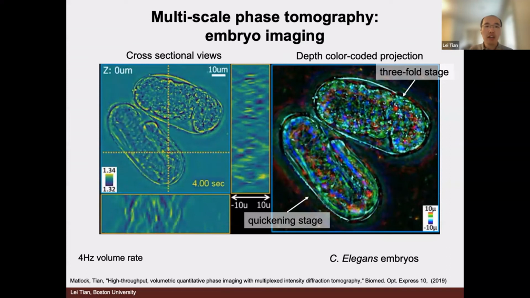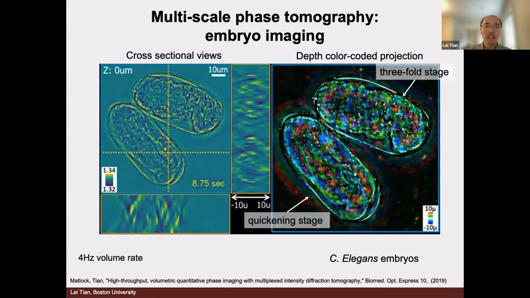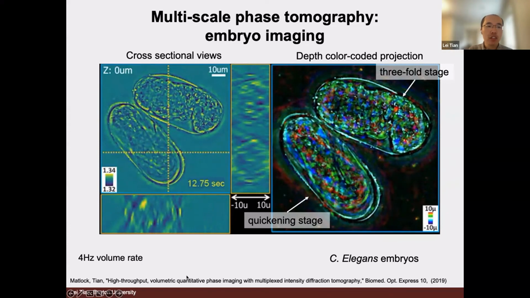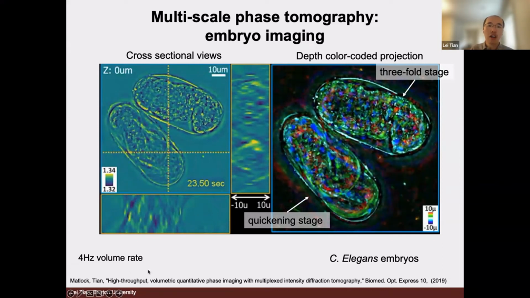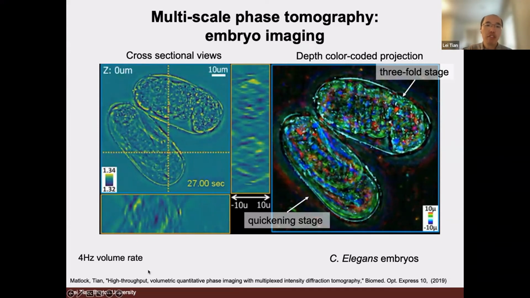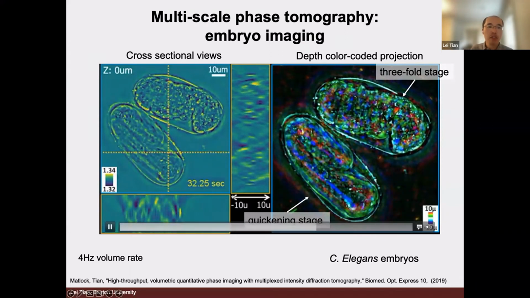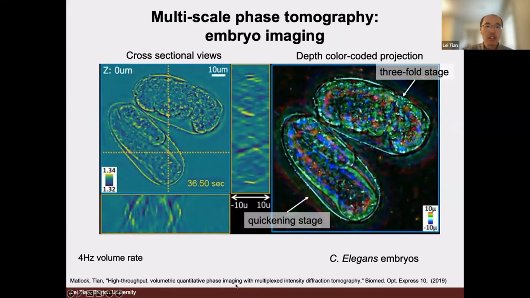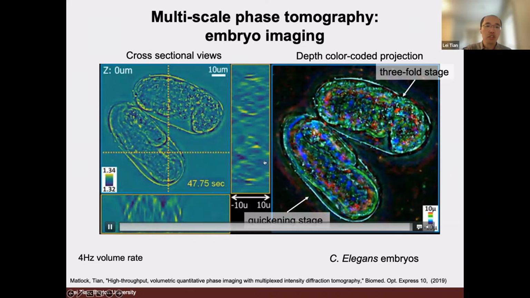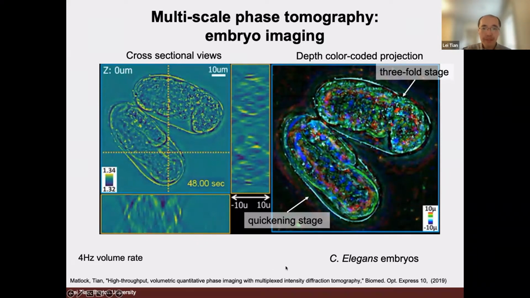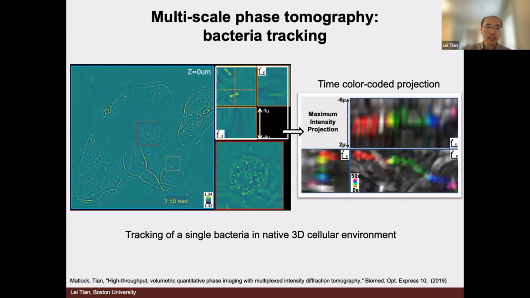In this example, we imaged live C. elegans embryos, and this is at 4 Hertz volume rate. For each volume, remember that we need to take several images, but taking everything into account, each frame you're looking at is a volume, and it's 4 Hertz. So in this XZ cross section, you can see that subcellular features can be resolved in 3D, and they're in dynamic motions. My student Alex also did some tracking of single bacteria in cells, and on the right you can see their trajectory that can be tracked using this device.